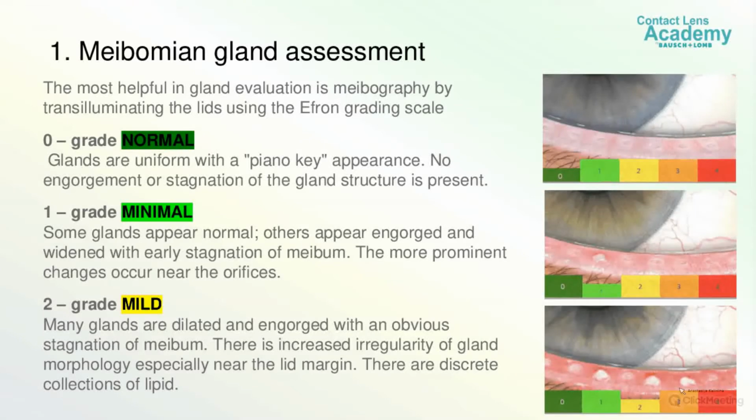The first grade is called minimal changes, so some glands appear normal, others appear engorged and widened with early stagnation of meibum, and the more prominent changes occur near the orifices. And the second grade, mild, where many glands are dilated and engorged, as you see in the picture, with an obvious stagnation of meibum, and there is increased irregularity of gland morphology, especially near the lid margin, and there is discrete collection of lipid.